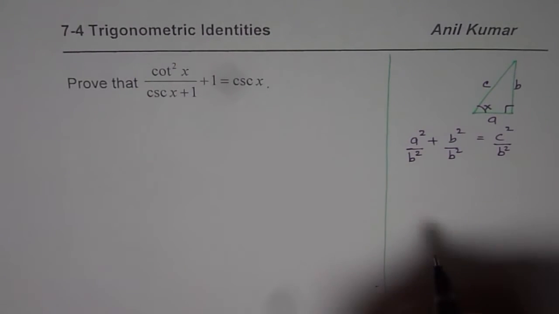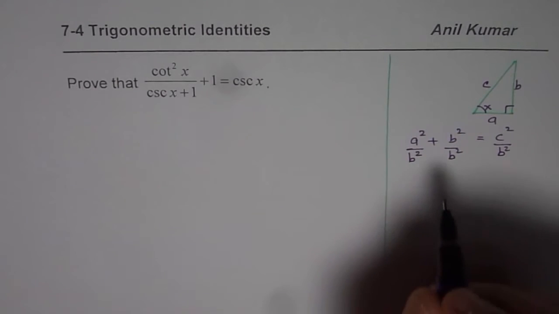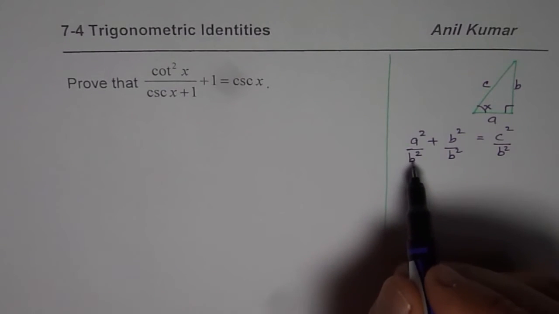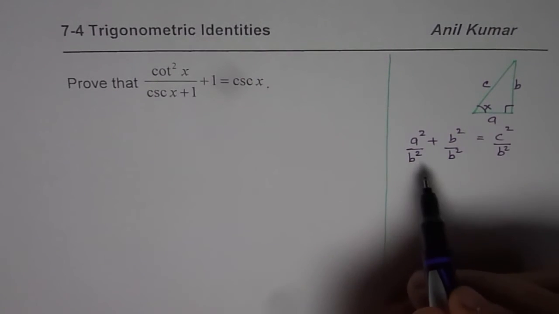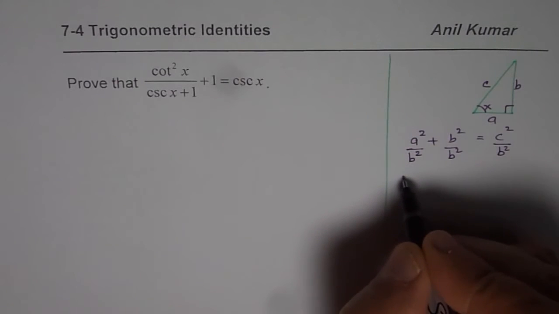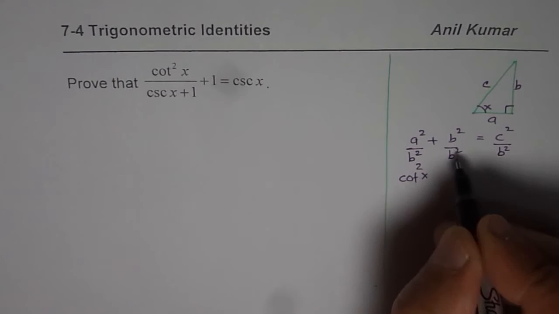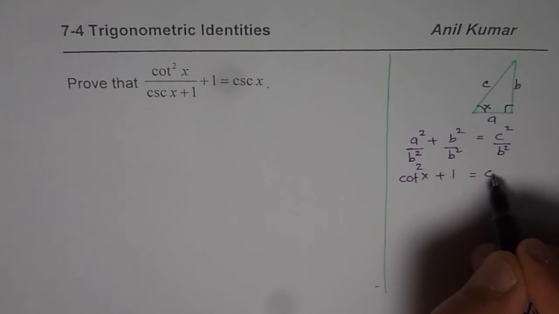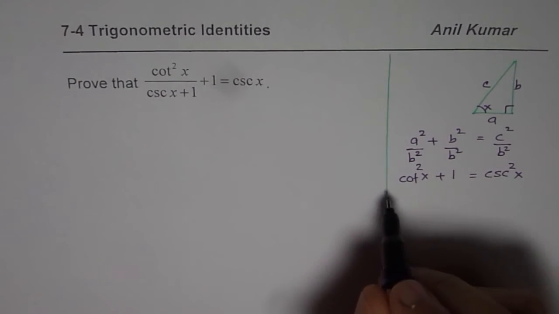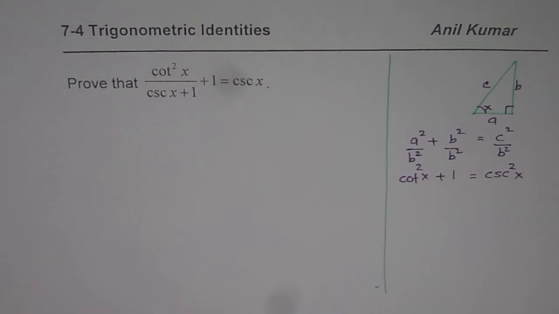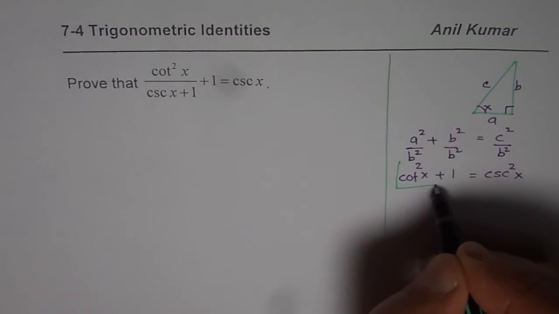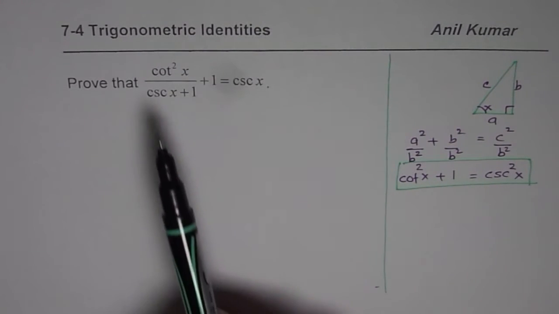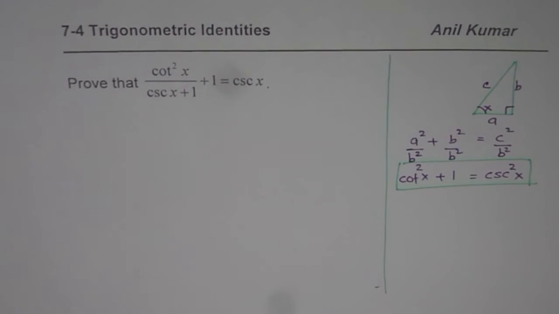Well, this is a standard way of proving Pythagorean identities, and for some of you it might be a new thing, but I hope you appreciate it. A by b is what for you? A by b is actually equal to cot, right? So I can write this as cot square x, and b square by b square is 1. C by b is cosecant, right? So I can write this as cosecant square x. So in a way, we have this identity right there, which is cot square x plus 1 equals cosecant square x. So I'm going to use this identity in proving the given trigonometric identity.